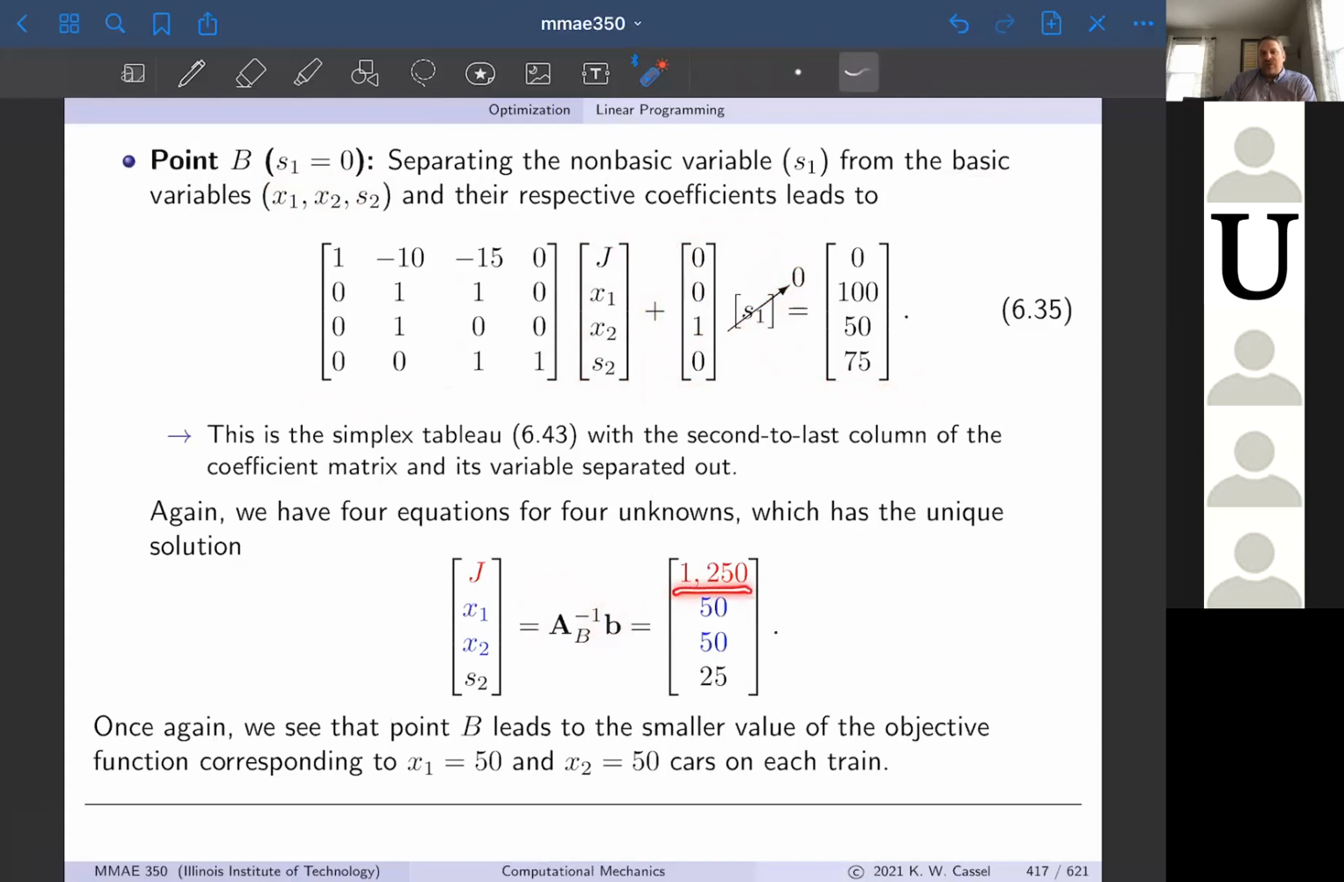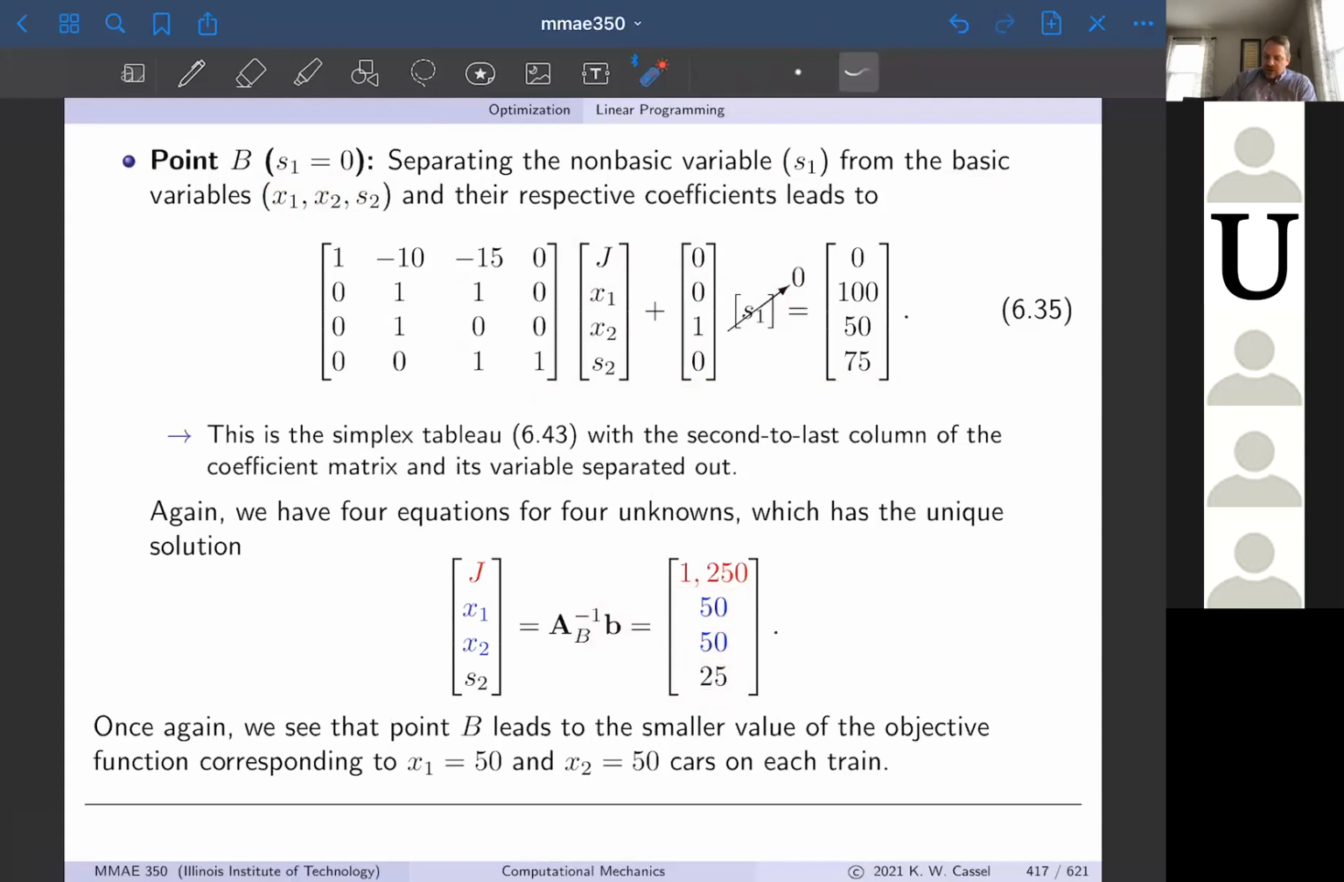So the cost is 1250. The number of cars on the first train is 50. The number of cars on the second train is 50. And the slack, S2, for the second train is 25, because remember, it had a maximum limit of 75. So 50 plus the slack variable 25 gives us the total that it could have pulled.